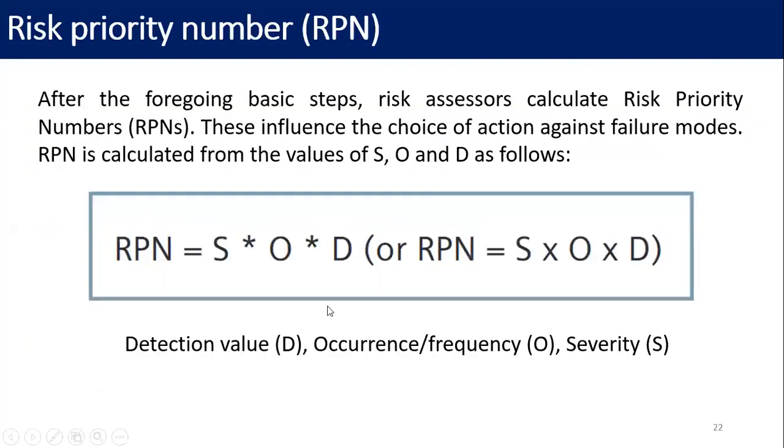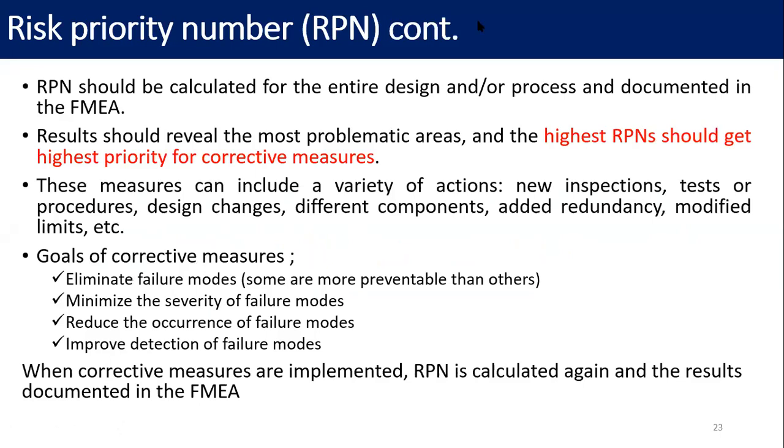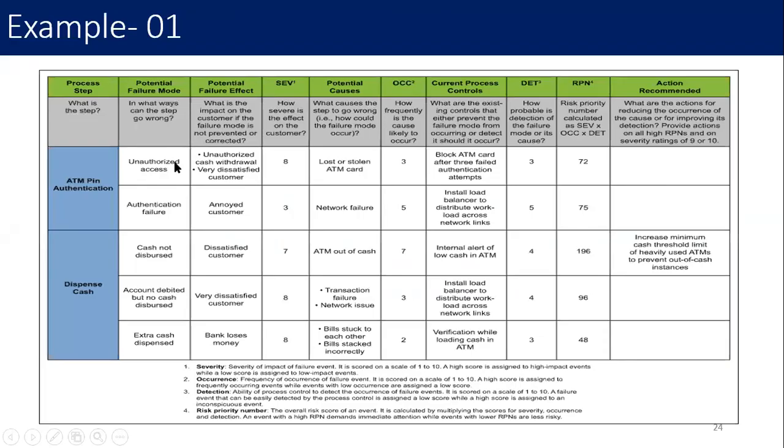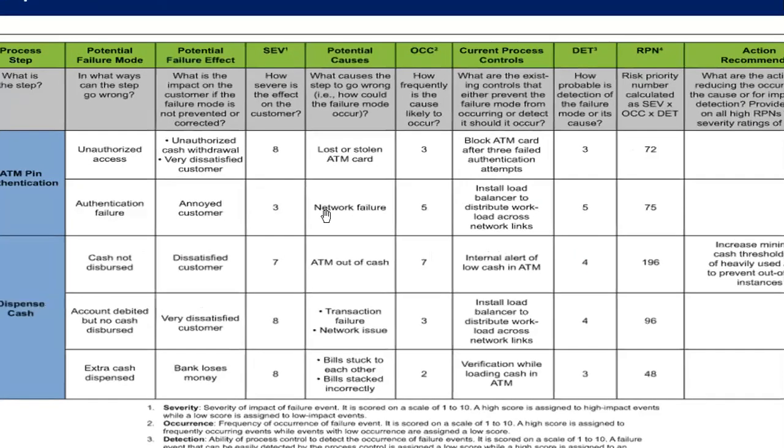Then this is how to get the RPN number, S multiplied by O multiplied by D. This is actually the RPN number. It means multiply all these factors together: detection value, occurrence, and severity. We can multiply these 3 things together. Then the highest RPN should get the highest priority for corrective measures, as we discussed earlier. If it is high risk, we need to pay our attention well.